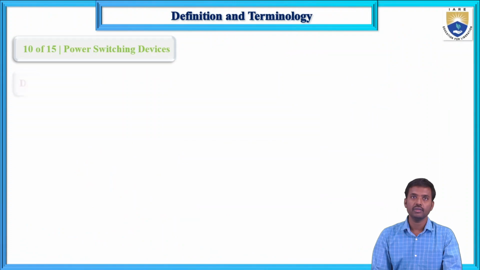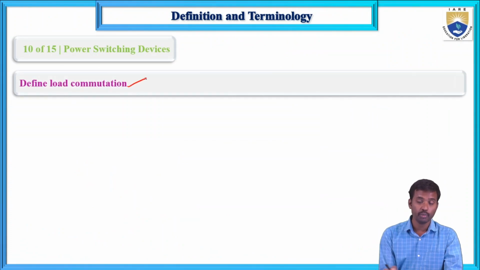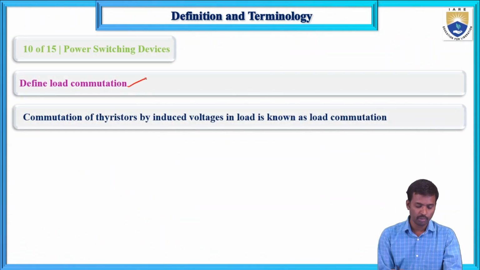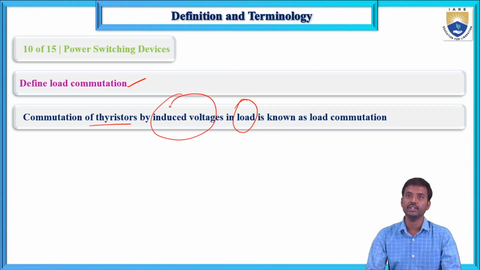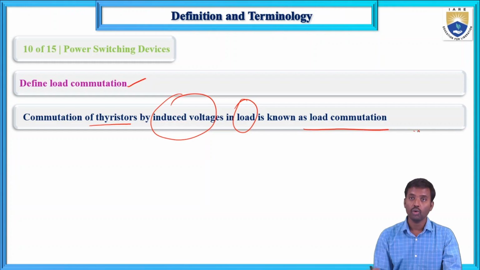Now the 10th one, define load commutation. This is another type of commutation to turn off the SCR. To turn off the SCR, here by load only, not external voltage, there may be induced voltage in the load. Because of the induced voltage in the load, the thyristor will be turned off. Such a turn-off method is known as load commutation.